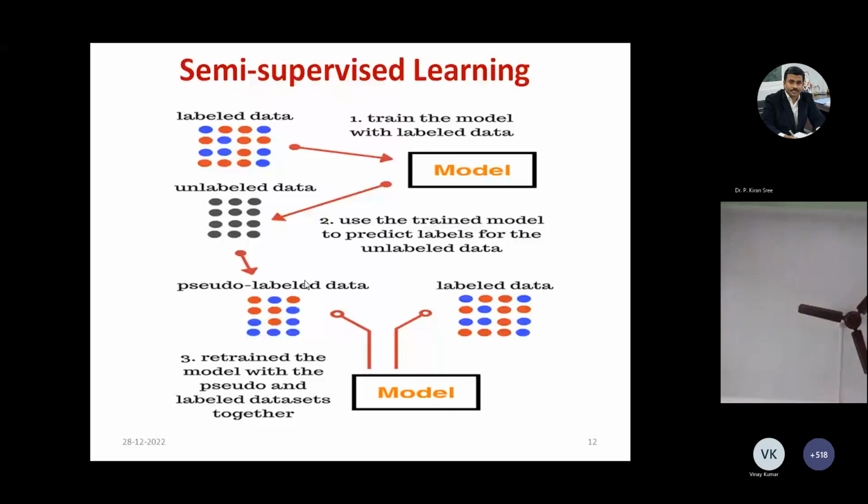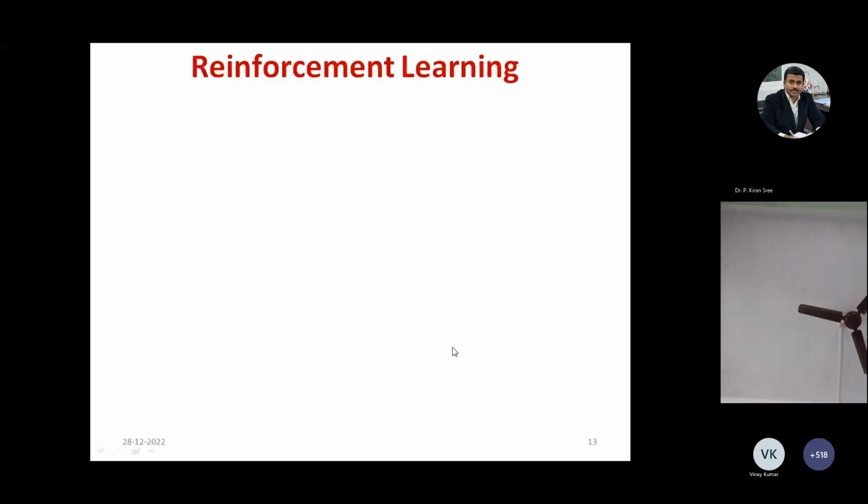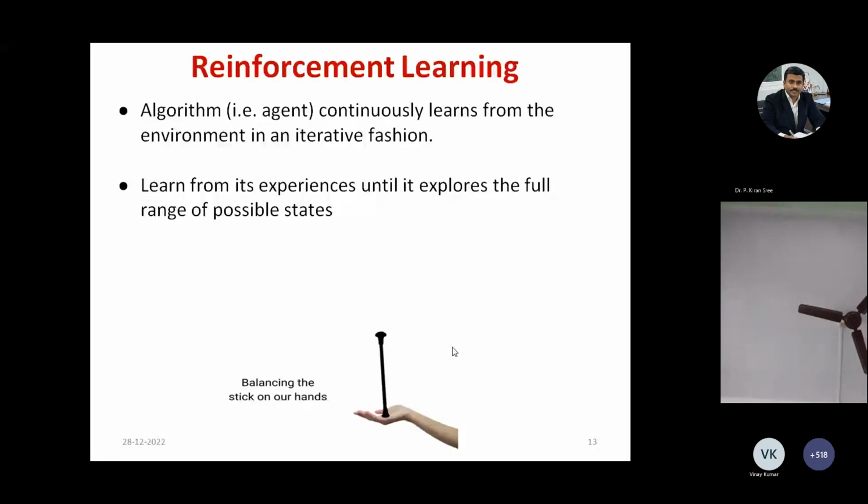Coming to the fourth category, reinforcement learning. Reinforcement learning is a learning algorithm which doesn't require any training data set at all. Without any training data set, the algorithm keeps monitoring the environment in an iterative fashion. The algorithm is also called an agent. When we speak about reinforcement learning, there are some catchy words used. Agent is a commonly used word. Agent is nothing but our ML algorithm.